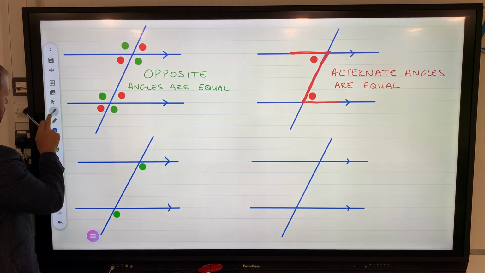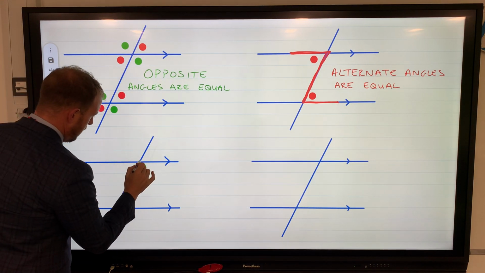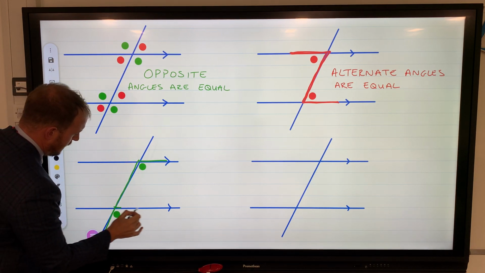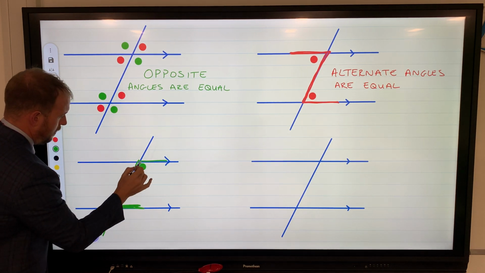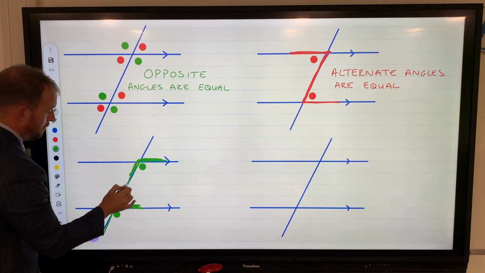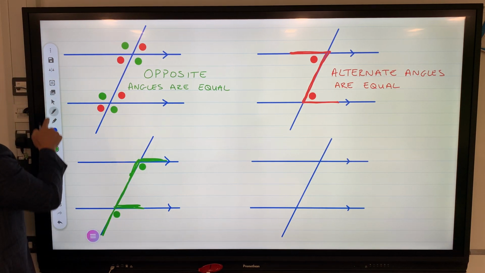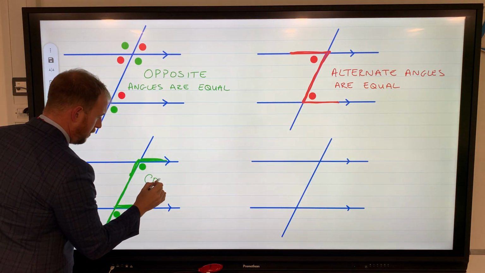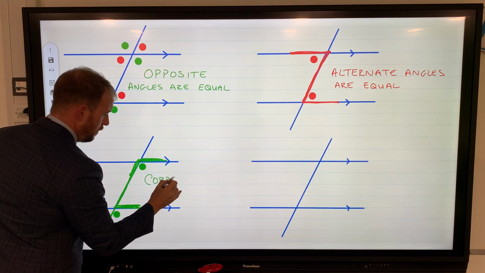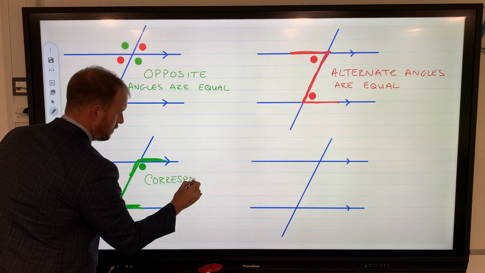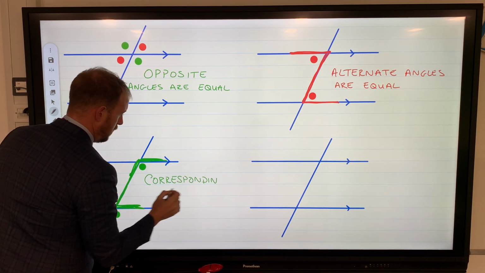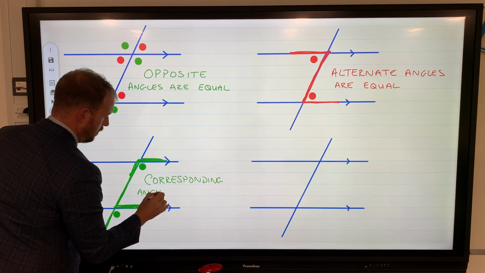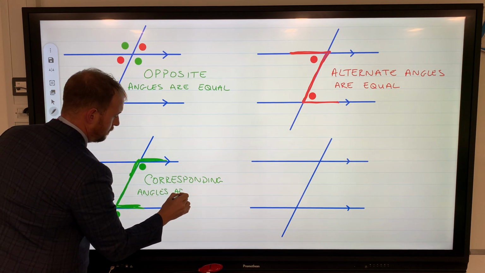If I use this thickness of pen now, got the letter F. Okay, the way to remember it is obviously the F angle. Proper word though, corresponding. So it's a corresponding angles are equal.